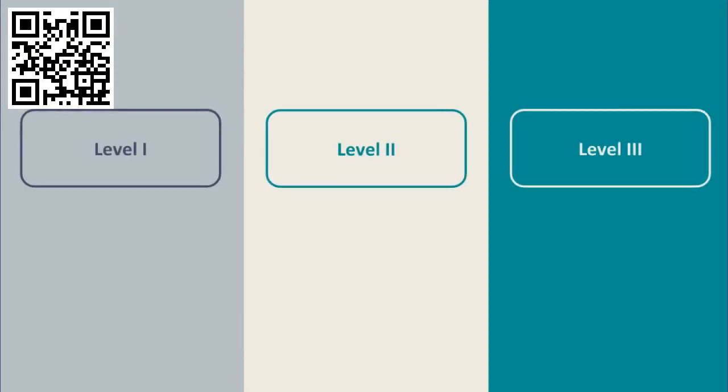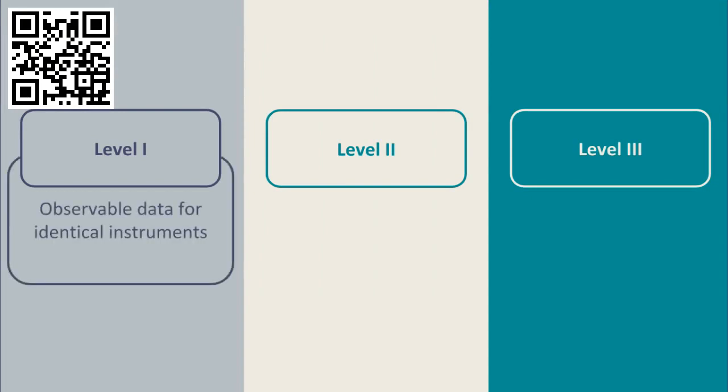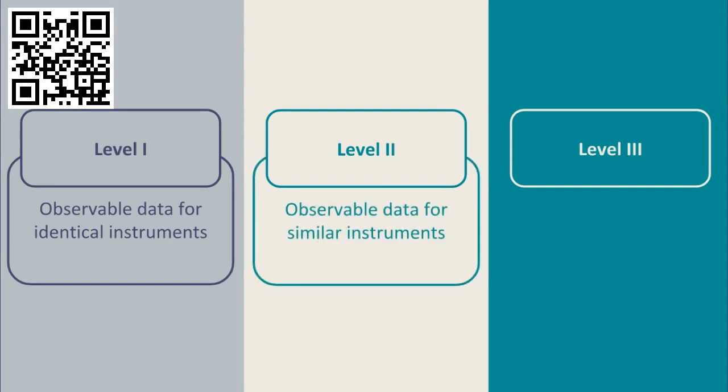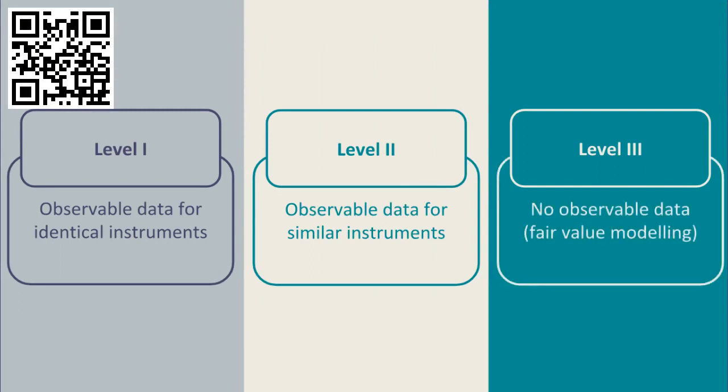And with that in mind, the standard has three levels of fair value measurement: Level 1, Level 2, and Level 3. Level 1 measurement is observable data for identical instruments. Level 2 is observable data for similar instruments, and Level 3 is no observable data and therefore fair value modelling.